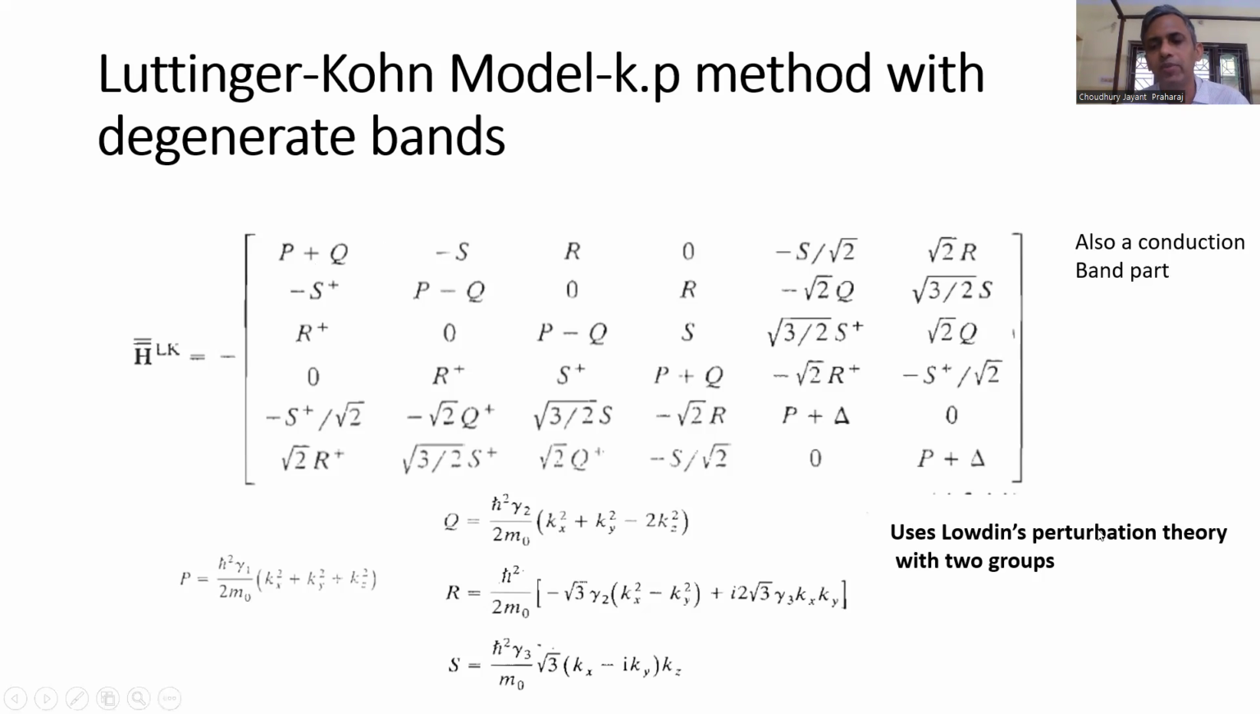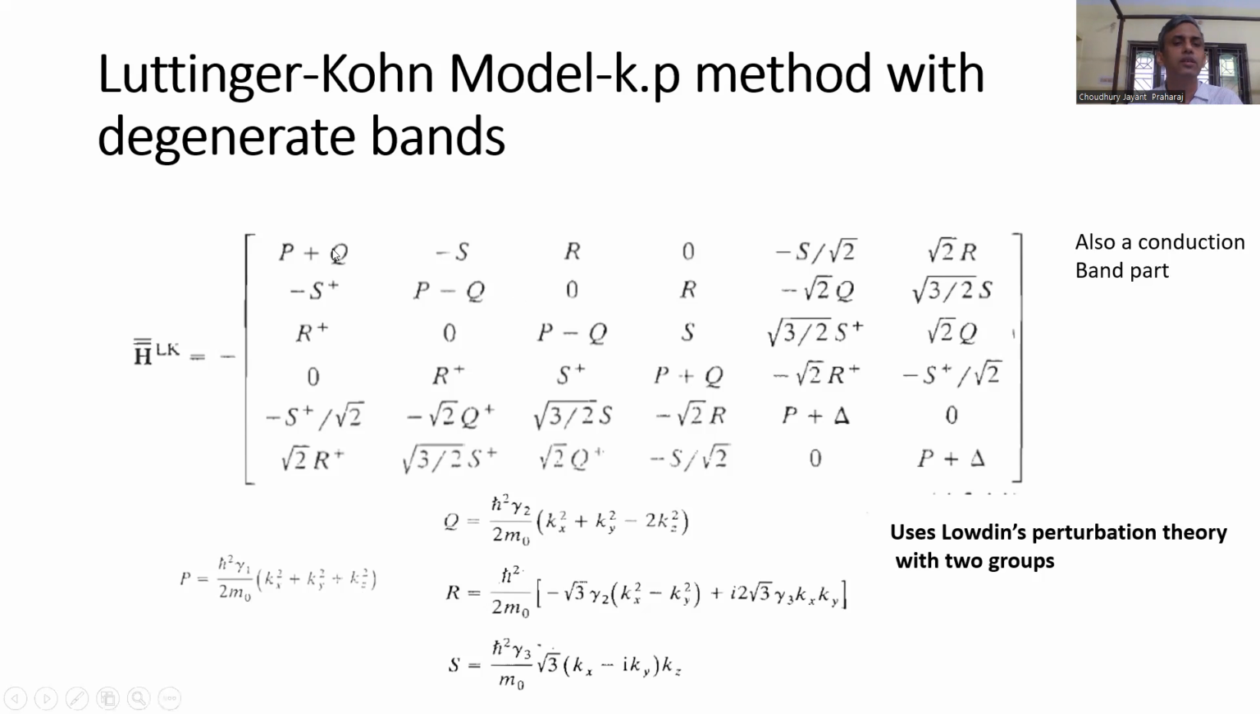So when you use Löwdin perturbation theory with two groups, you get the so-called Luttinger-Kohn Hamiltonian, and you have these different terms, defined in terms of kx, ky, and kz. So this kx, ky, and kz appear in all these terms in the Hamiltonian, and then you diagonalize it to get the eigenstates and the band dispersions close to the valence band maxima. And then similarly, you can do it for the conduction band minimum as well, and you can get the band dispersions close to that.